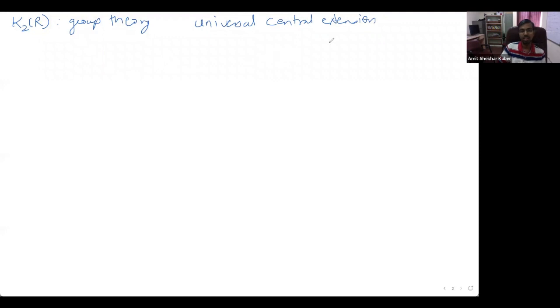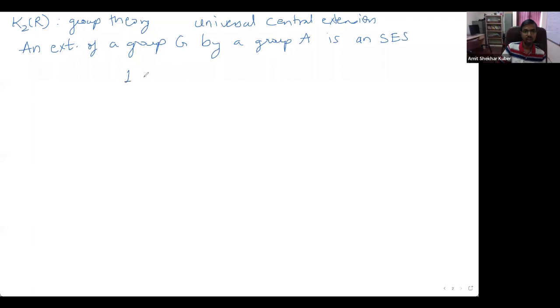An extension of a group G by a group A, this is the same thing as we do in abelian categories, is a short exact sequence of this form: we start with 1, A, G, and 1. This group need not be abelian, so that's why I'm writing it multiplicatively using ones. The trivial group is 1.